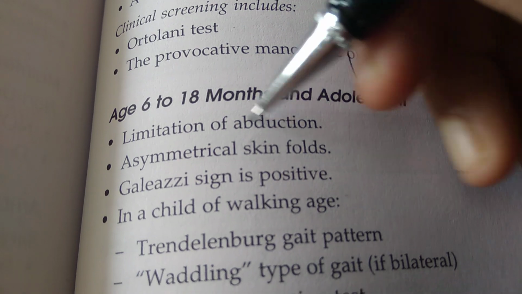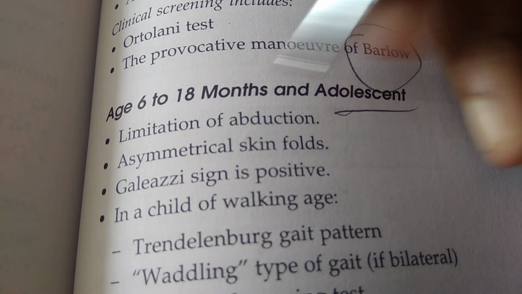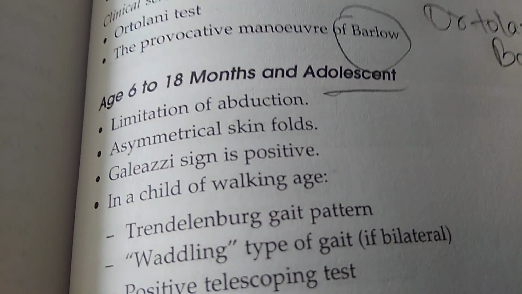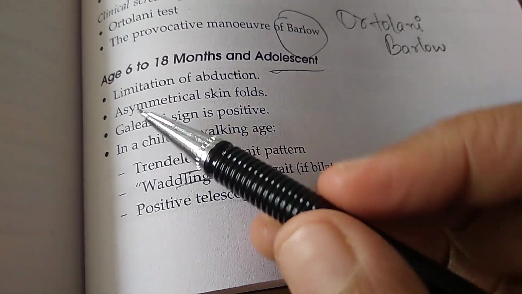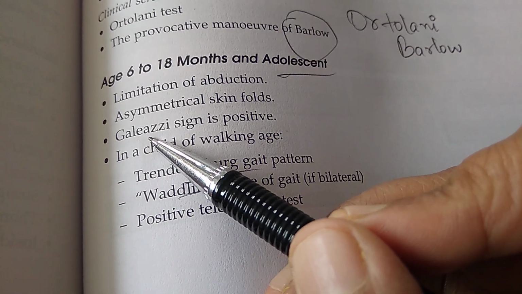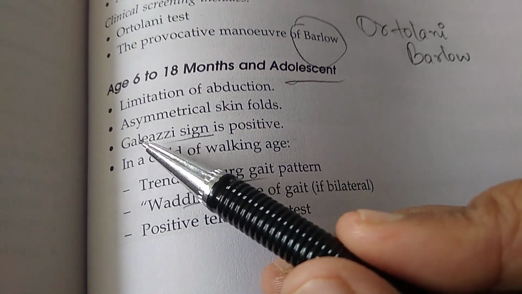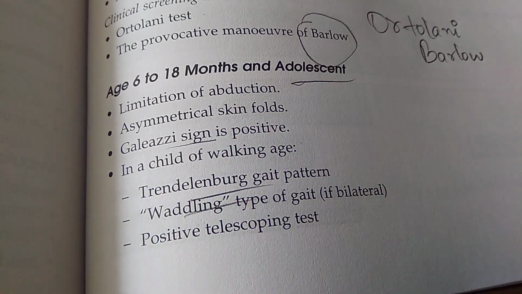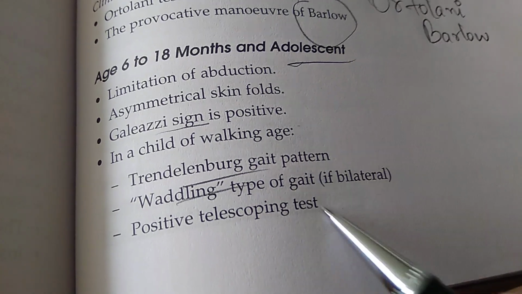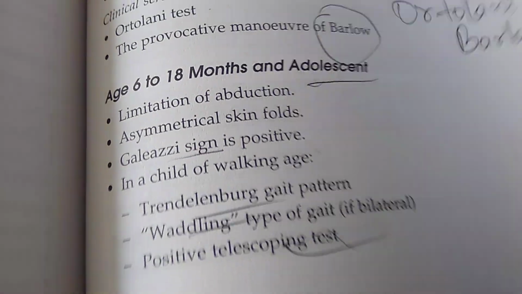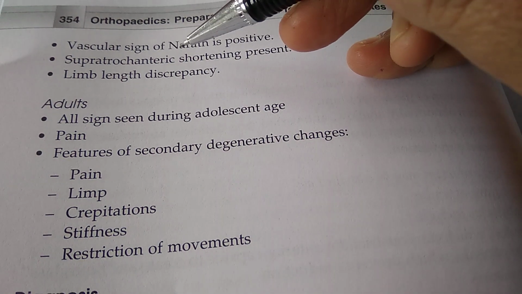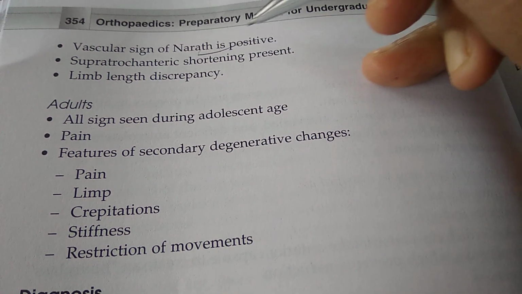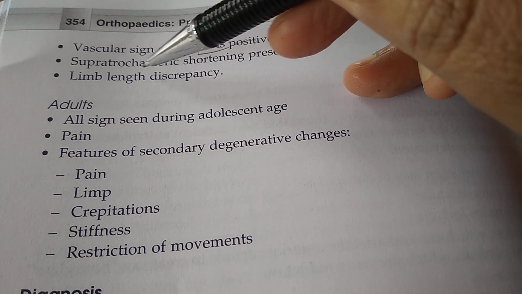So 1.5 years, and adolescent. They went off till adolescent, is it? Trendelenburg gait, waddling type of gait. So the different types of gaits, right? Galeazzi sign. Sorry, I'm so bad at that. Galeazzi sign. Okay, all this you will observe. Positive telescoping test, which they have not explained in this book. Okay, then you'll write all this, that Narath sign is positive, vascular sign of Narath positive, etc.